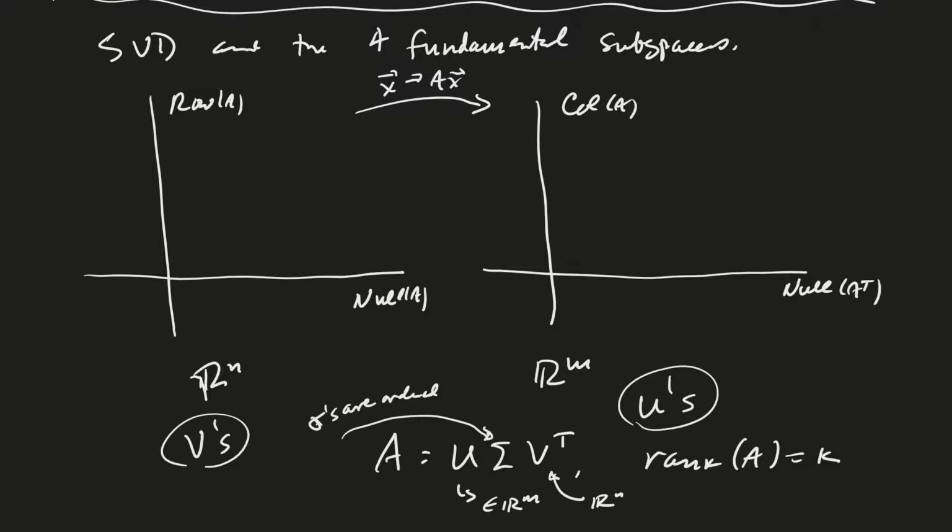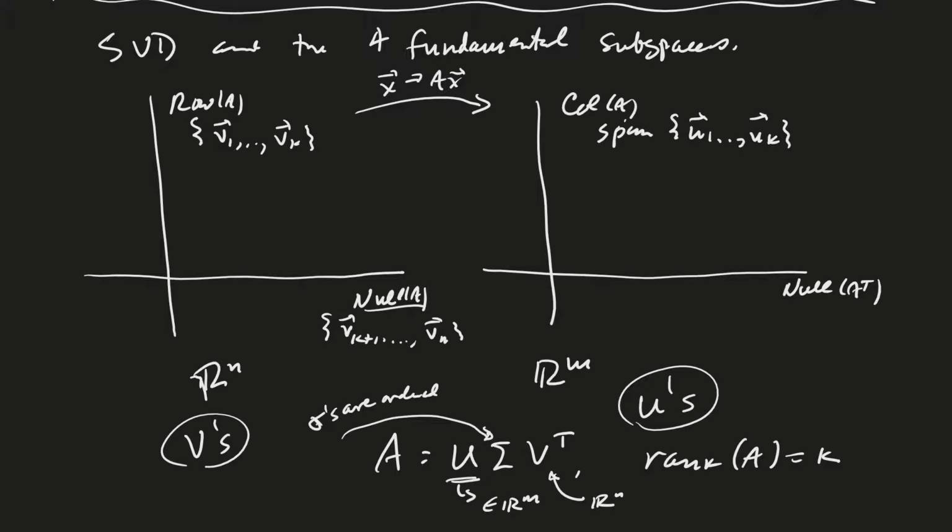So what did we say? We said that the null space of A was equal to the span of vk plus 1 through vn. Well, that forces the rest of the row space to be spanned by the first k vectors of V. Good. Now the column space of A is also k-dimensional, and the U's are in order, and so the column space of A is the span of U1 through Uk, and so the null space of A transpose then is spanned by Uk plus 1 through Um.